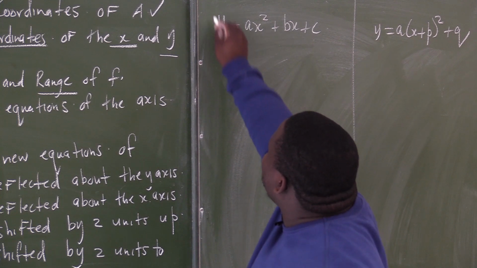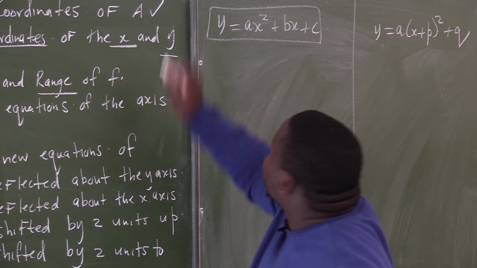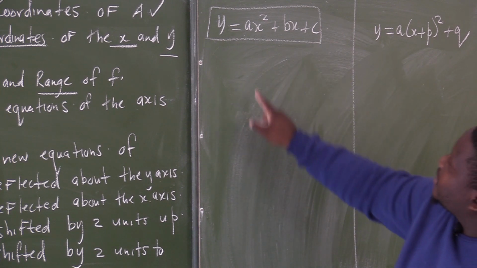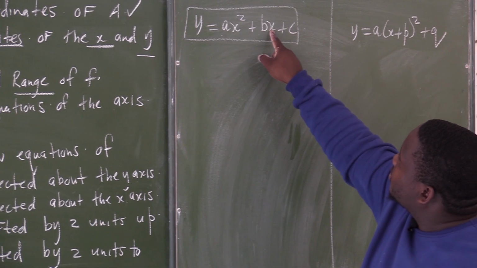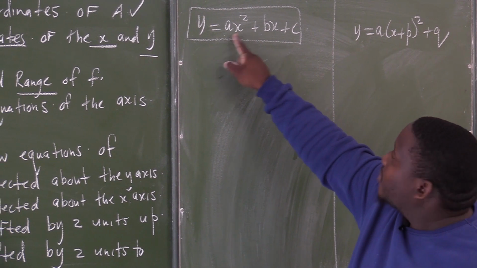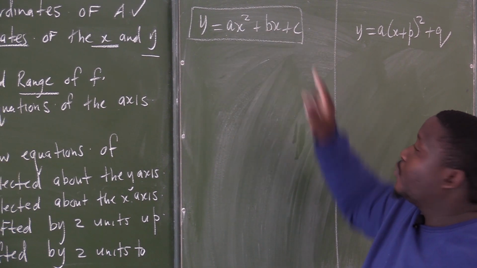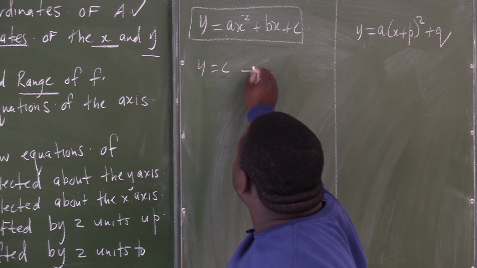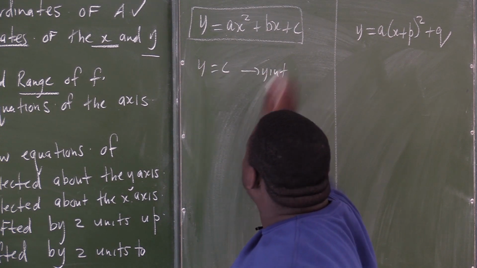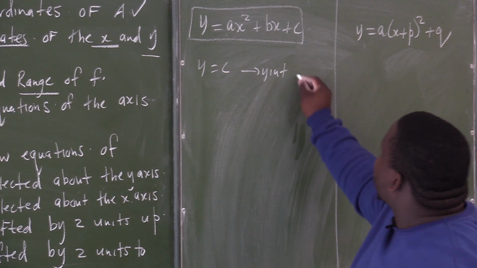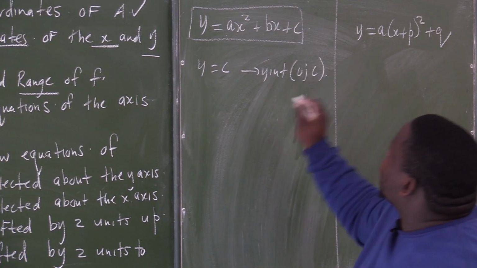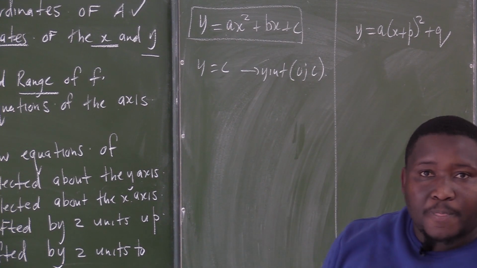If you look at this graph, if I put a 0 as x, this term will be 0, that term will be 0, and you'll be left with c. It means y equals c will give us the y-intercept. It means the coordinates of the y-intercept will be (0, c) if I'm given the equation in this form.